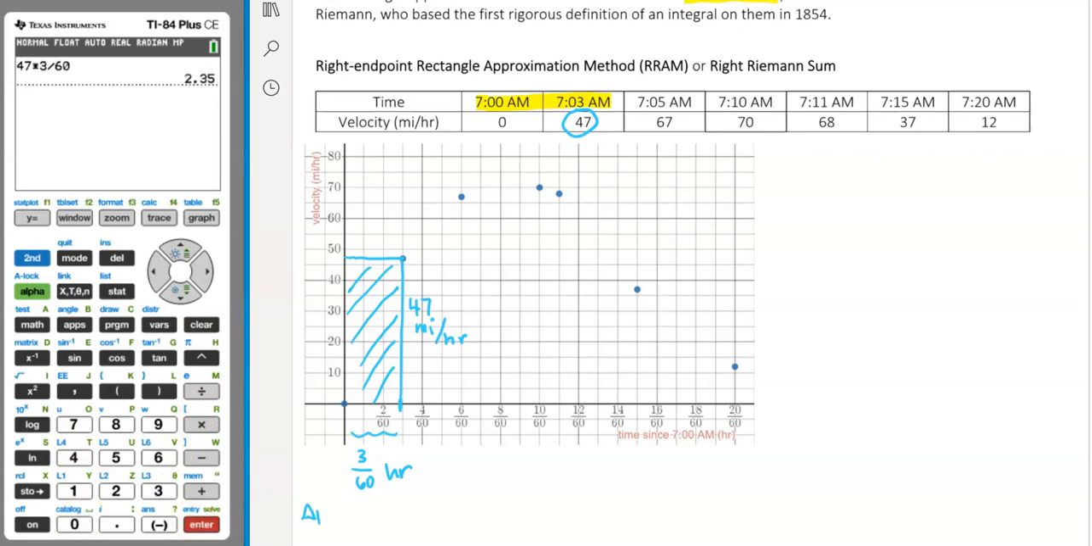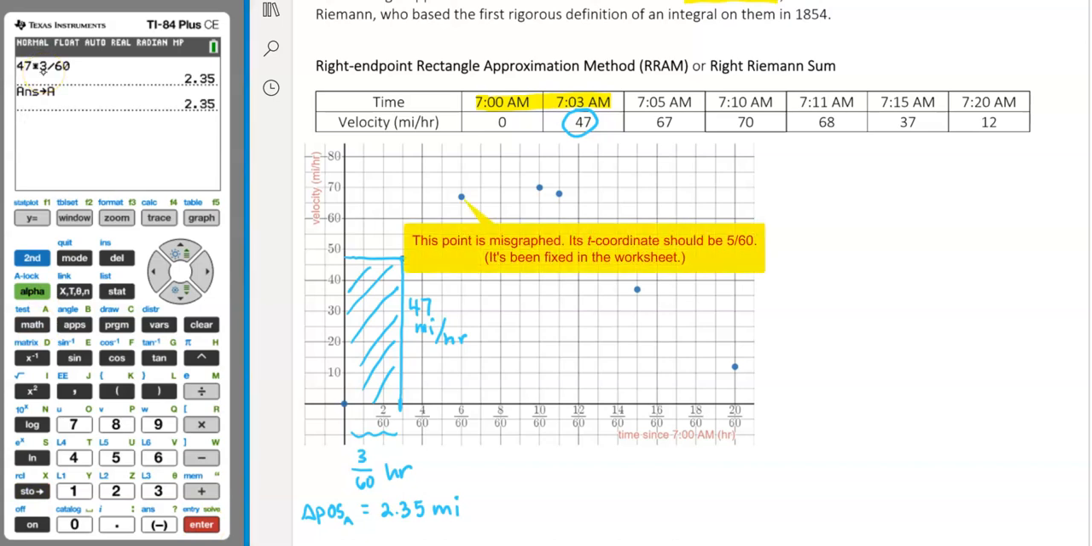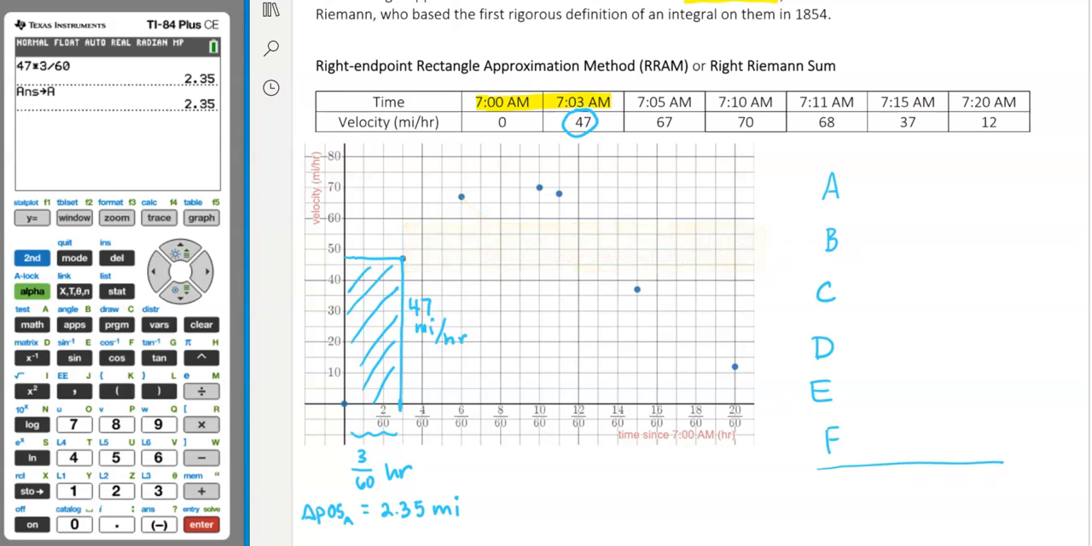So delta position in that first interval, let's call it delta position A, is 2.35 miles. So this answer didn't happen to require any rounding, but let's just store it into alpha A, and then we'll have it there once we've calculated the changes in position on all of the other intervals. So pause the video now, do the change in position calculations for each of the 6 subintervals, and add all those up to see what approximation to the change in position you get using a right Riemann sum.